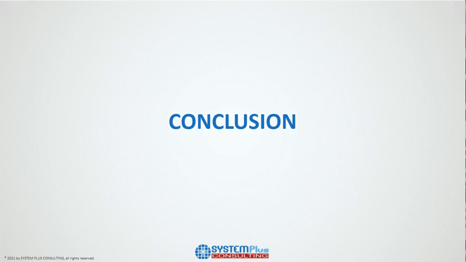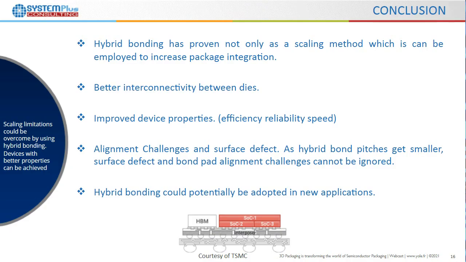I am going to move on to the conclusion of this presentation. Hybrid bonding has proven to be also used as a scaling method, which is employed to increase the package integration and also to improve the functionality of the component. So here we saw that we could actually have improved device properties like the efficiency, the reliability of the component, and the increased speed, like high bandwidth for memories.